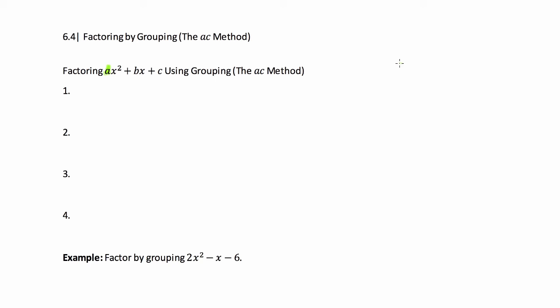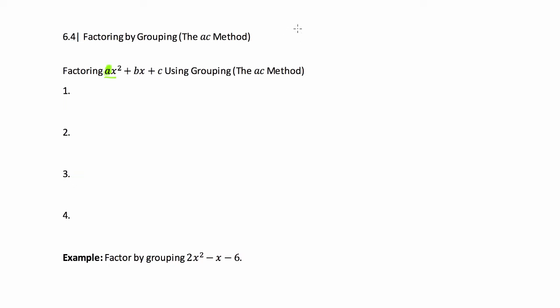Okay, 6.4, we're talking about factoring polynomials where the lead coefficient is not equal to 1. This is something we also talked about a bit in 6.3, and I talked about it a little bit in class, but this is going to be a more structured way to approach these.